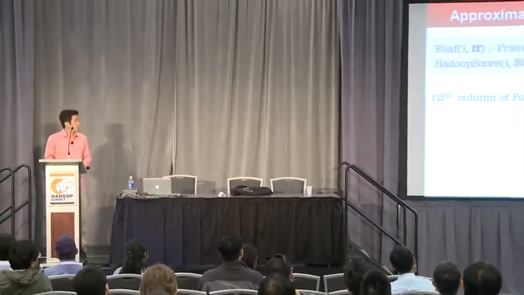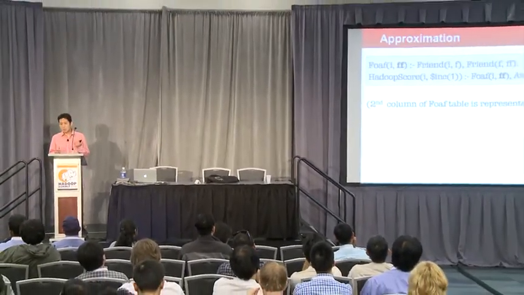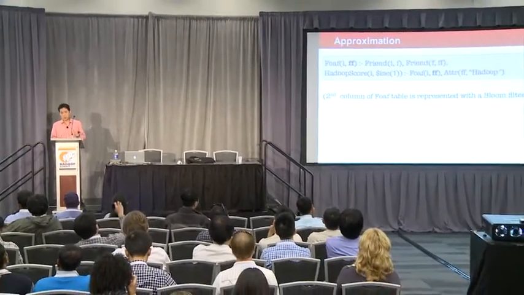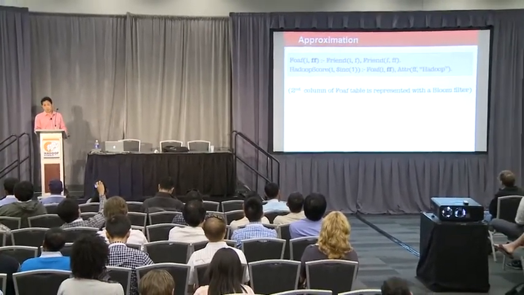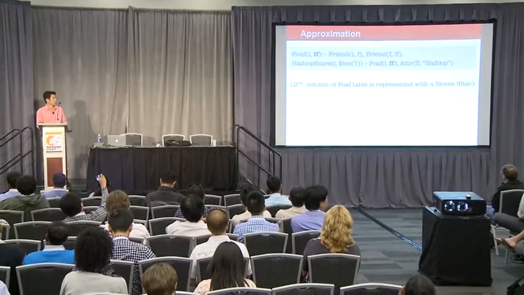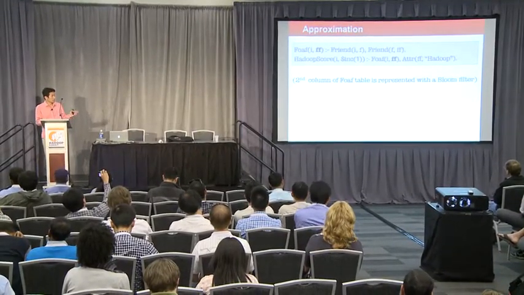Well, this is the summary, but I think I have time to go over the approximation in SociaLite. So we support some forms of approximate computation in SociaLite, and one of them is using Bloom filter to represent some of the columns in SociaLite tables. So let's go over this example here.